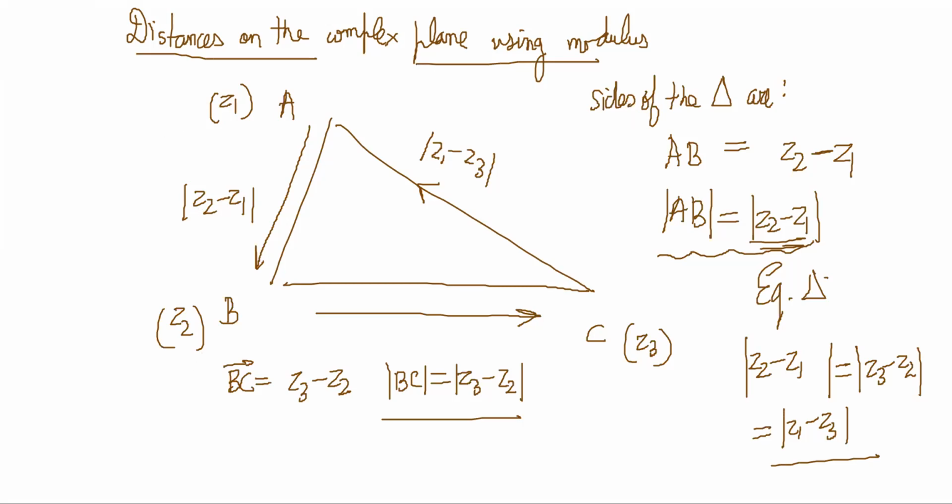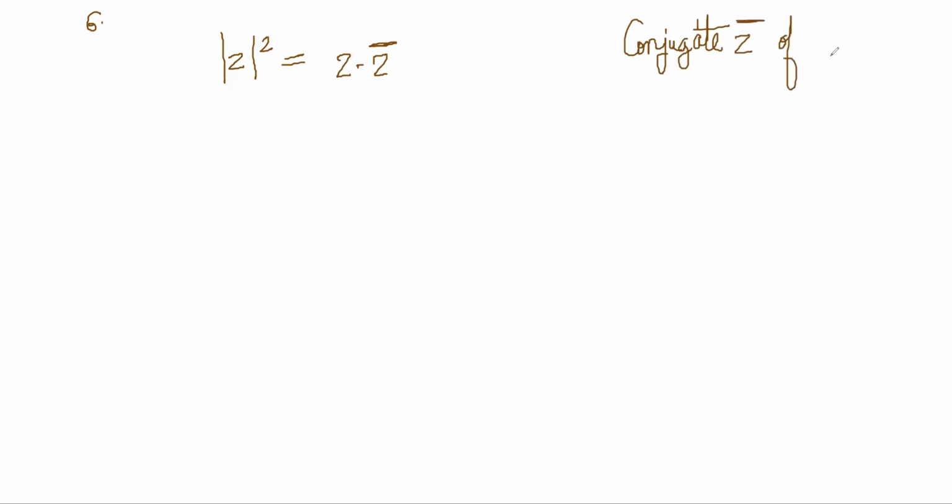Now what we can also do is, I forgot to mention one very important property, which is mod z square is equal to z into z conjugate. Right now you don't know what this z conjugate is, so let's just introduce it. The conjugate of a complex number z. So what is the meaning of conjugate?